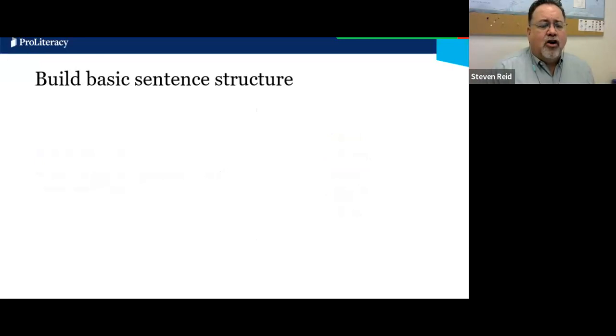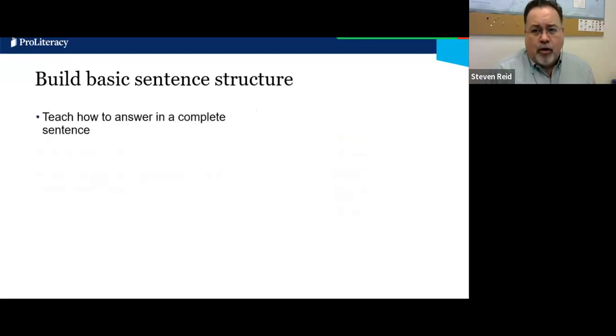Then start looking at very basic sentence structure. I think it's important to start teaching this early on. A lot of times you'll see people who don't start doing this until a little further along. And I think what happens is people get in the habit of answering things in single words and phrases, and it loses the focus on complete sentences, and you then have to work a little bit harder later to get that in.